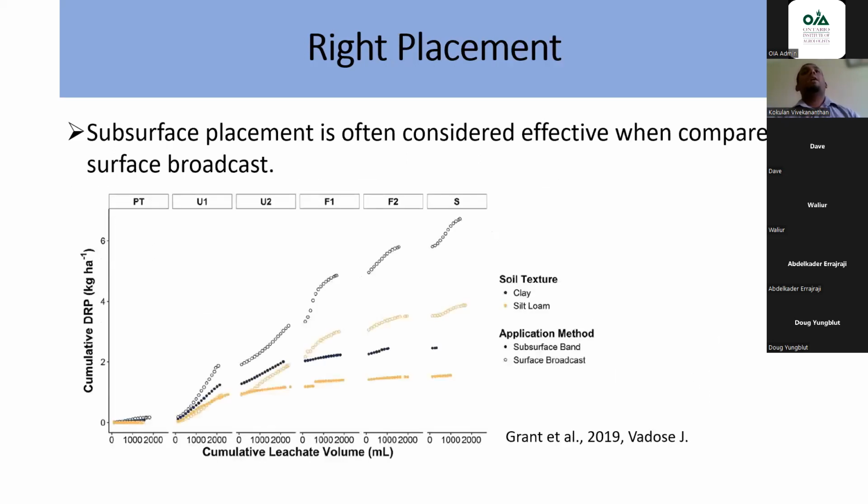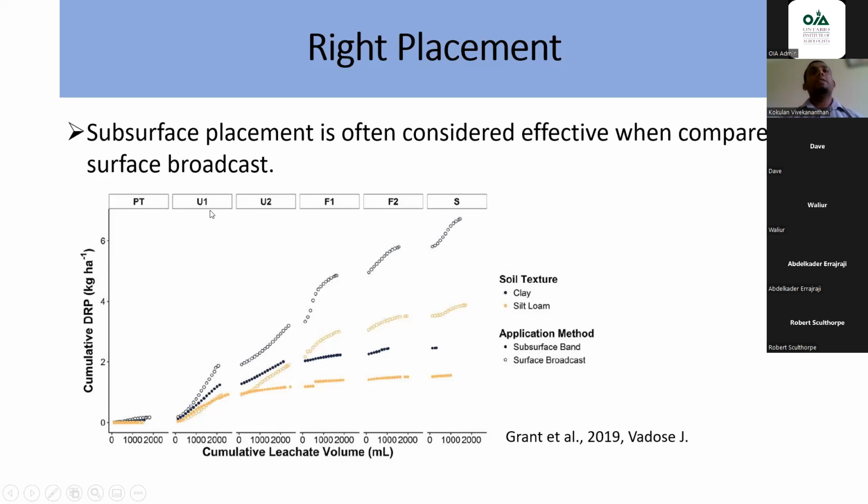And the right placement. So subsurface placement is often considered effective when compared to surface broadcast. Here, this study conducted in Ontario mimicked a winter situation. They used clay soil from Essex and silt loam from St. Mary's. And there were two different application methods: subsurface banding, the dark ones, and surface broadcast, the open circles.